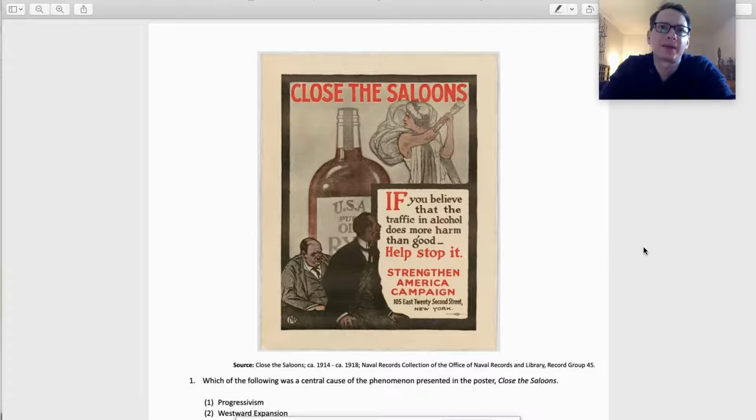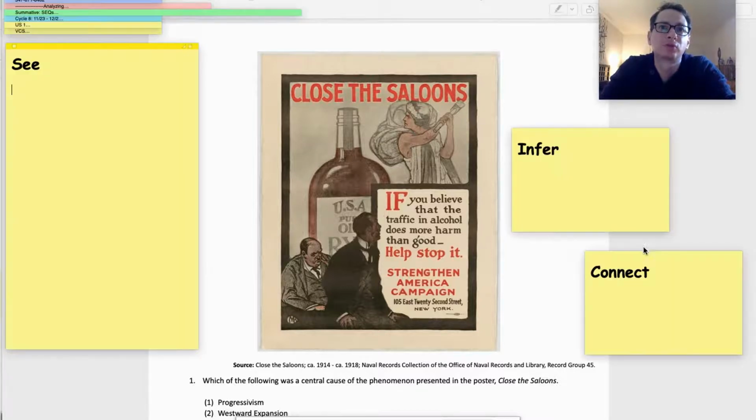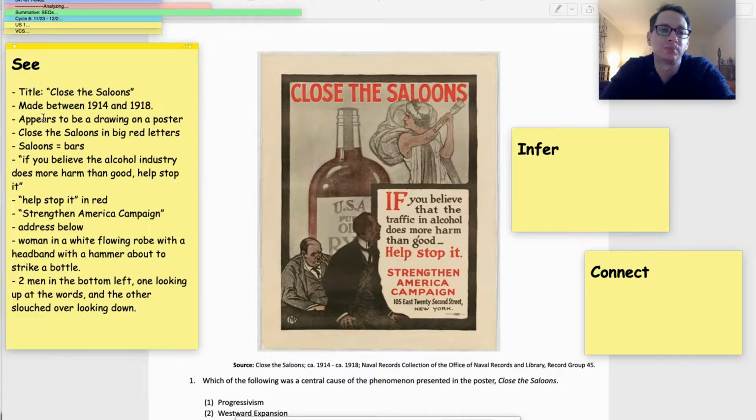I'm going to start by analyzing the image. And to do this, I'm going to rely on the see, connect, and infer approach. So I can see that down here where the sourcing information is, the title is given as Close the Saloons, and it was made between 1914 and 1918. And just in the interest of time, I'm just going to paste all the things that I saw when I did this, but I am going to go through them with you right now.